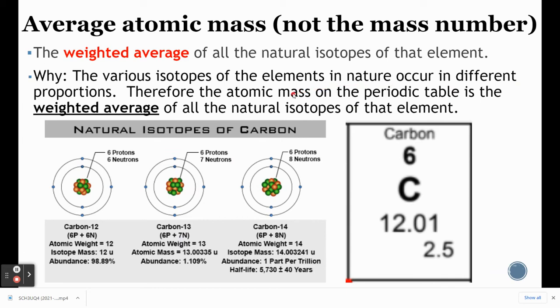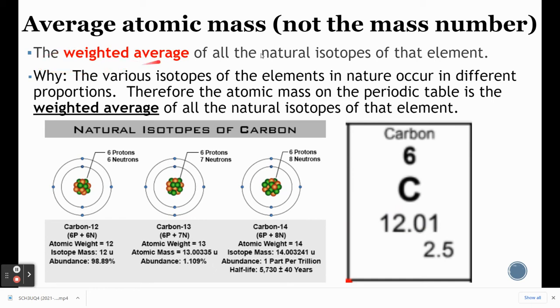So, as I mentioned previously, the mass that you see on the periodic table is not the mass of just one of these isotopes here. It's an average of these isotopes. It's a weighted average of the isotopes. So we don't just count them all equally. The one that is most abundant, has the highest isotopic abundance in nature, is going to have a bigger say in what the final mass is going to be here. So that's why we call this the average atomic mass.